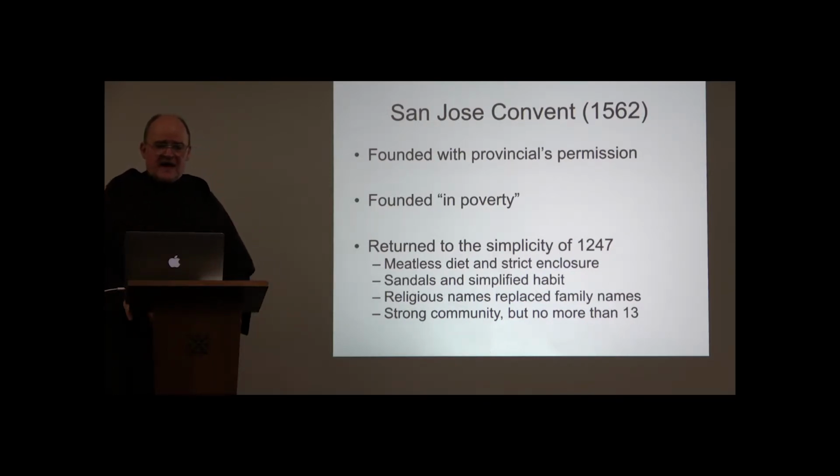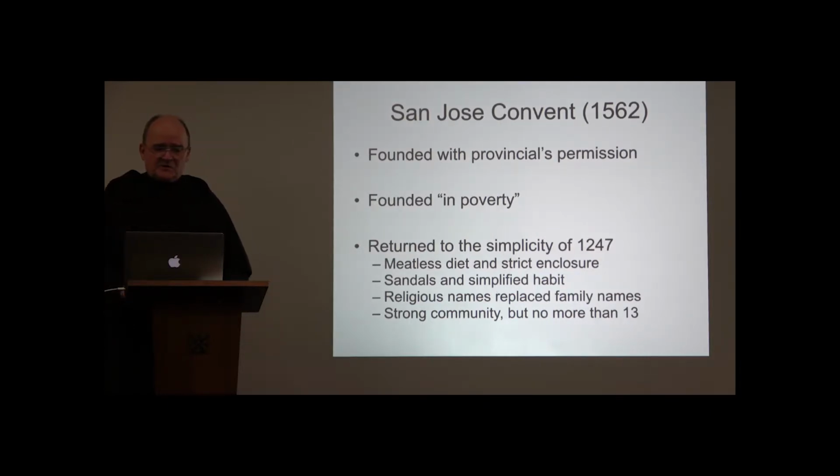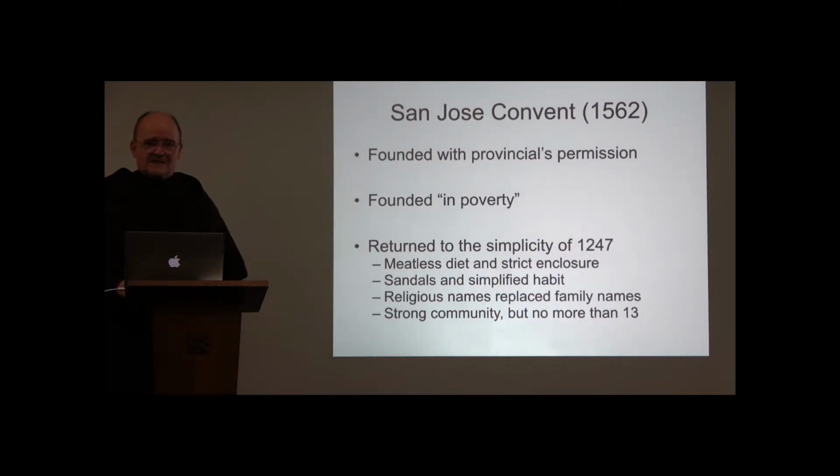She kept the meatless diet and the strict enclosure that had been loosened by the second mitigation of the rule in 1432. The Pope had loosened up on those two regulations from the earlier rule. Teresa basically said, thank you, but we're not going to take advantage of those permissions. We're going to maintain the meatless diet and the strict enclosure. She also had the nuns simplify their habit. They got rid of their shoes, in some cases very nice, luxurious footwear, in favor of very simple hemp sandals of the type that were common among peasants working in the fields.